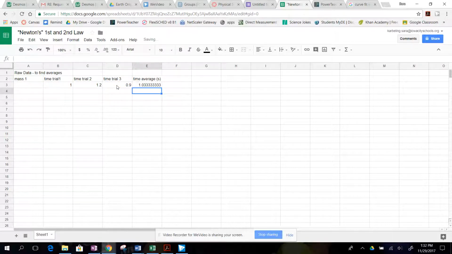And hit enter. Okay. How are we doing so far? You okay? You type in equals and then capital letters AVERAGE, spell out average, parenthesis, and then select all of the things.